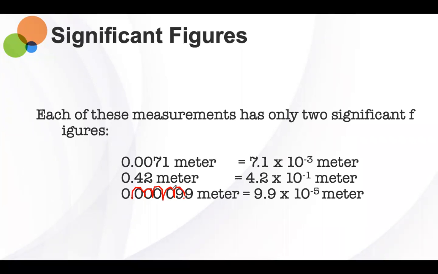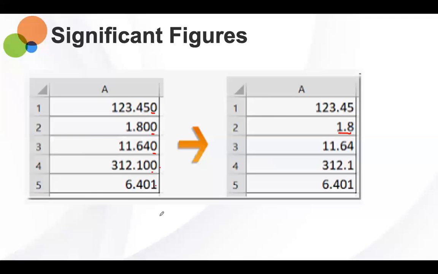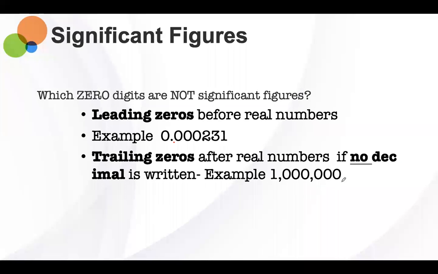It's not always negative. So you had 1 million here, and they wanted you to change this to standard form. You had 1 million. That's a lot of zeros, so you want to change it to standard form.